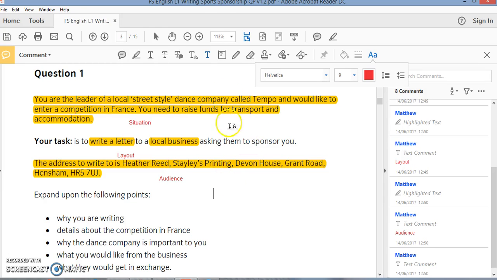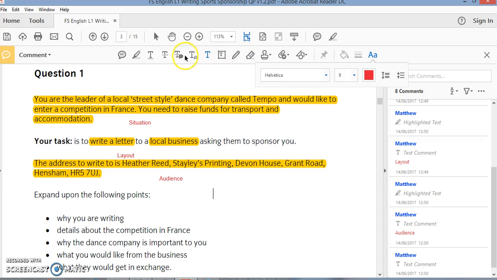Now, purpose. As we know, there's 4 different types of text. There is persuasive text, there is descriptive text, informative text and instructional text. We know they're not going to ask us to write an instructional piece of text because an instructional piece of text would be something like how to put together a bookshelf. So that leaves 3 others.